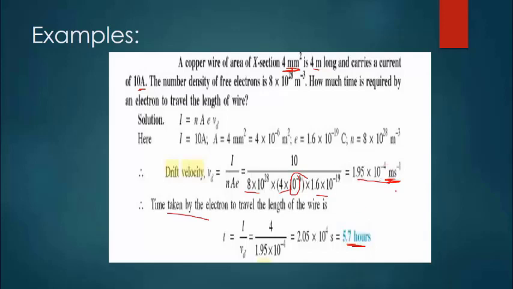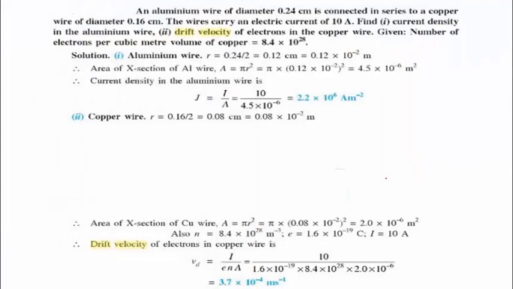You can notice that drift velocities are usually very small. So just remember, when you are solving, most of the time the values of drift velocities are very small. If you get a very big value, for instance 10 power 5, you must know that something is wrong. That's a hint I'm giving you.